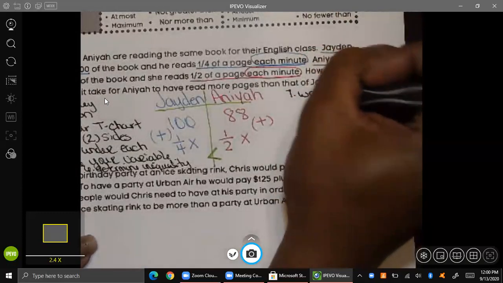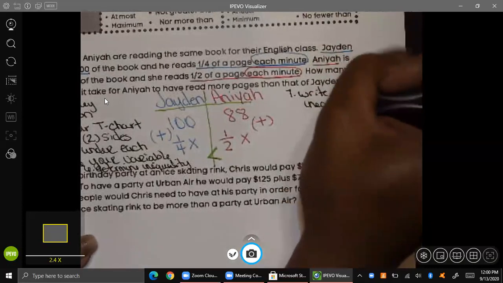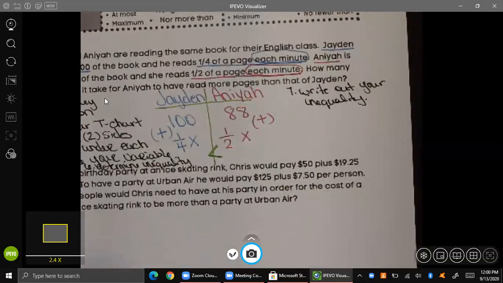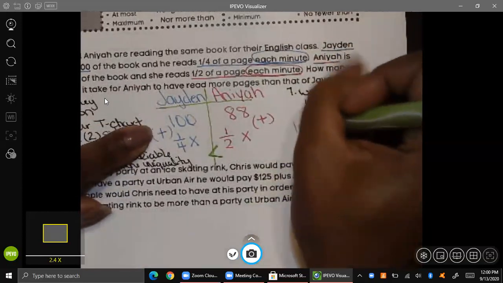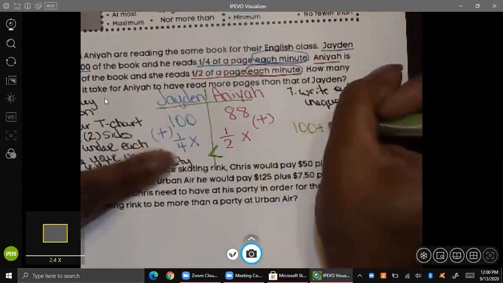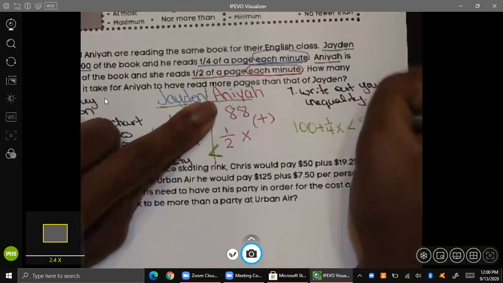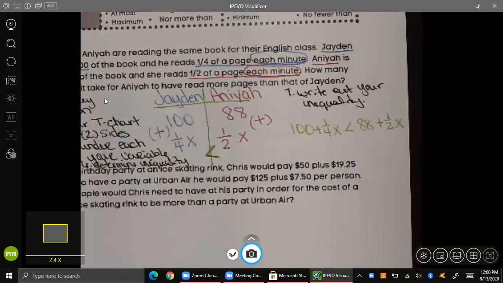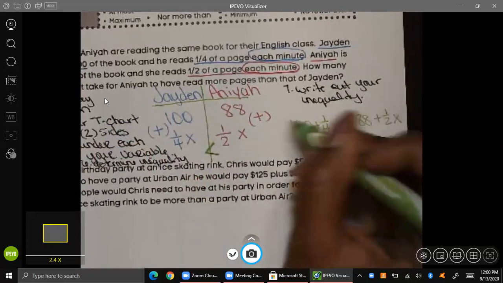And then once you write it out, step 7 is write out your inequality. We do not solve inequalities in 8th grade. So once you write it out, you are done. So to write out my inequality, I'm going to write out exactly what I have here, which is 100 plus 1/4 x is less than 88 plus 1/2 x. Okay. And you're done. Exactly how you have it right here in your T-chart is how you write it out.